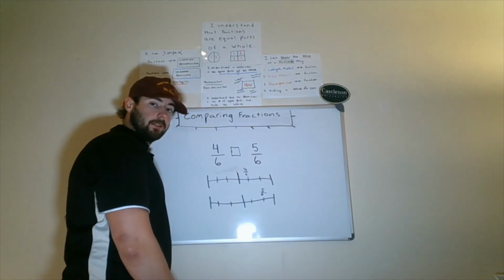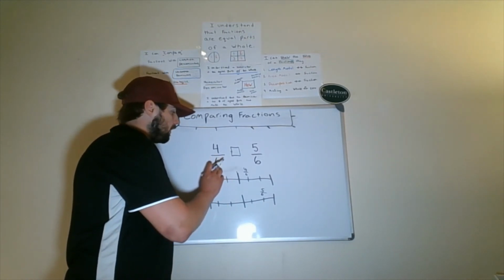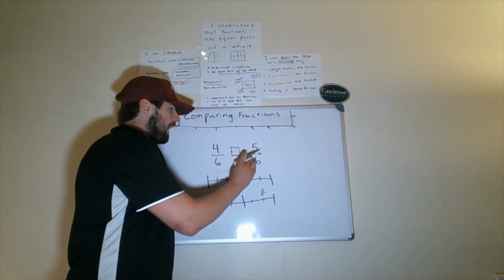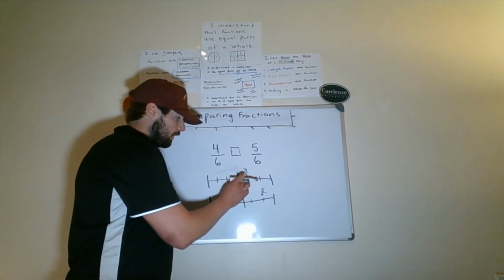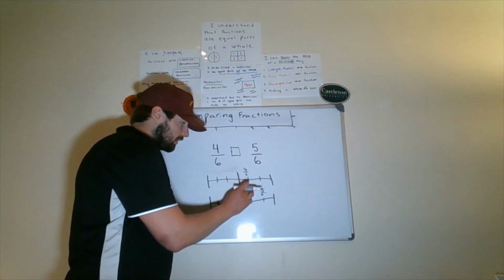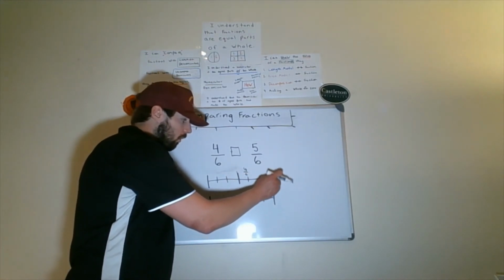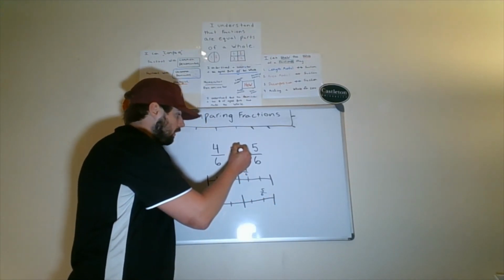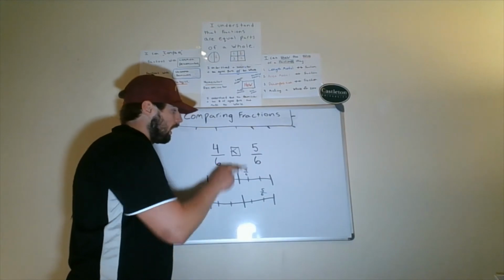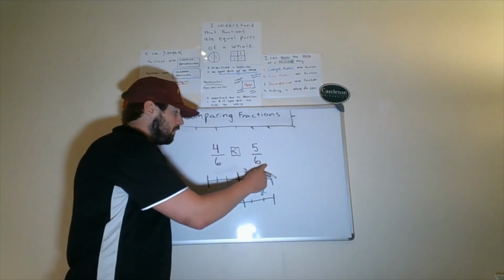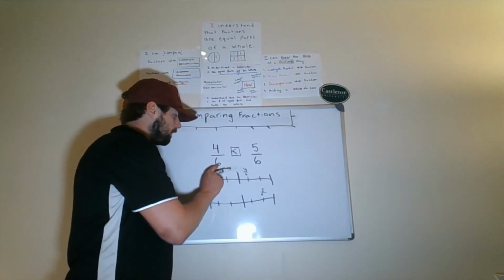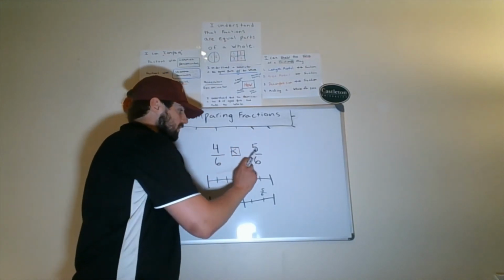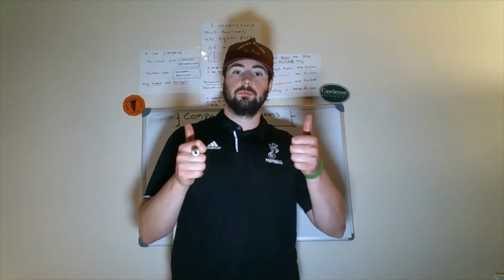Let's compare. Is 4/6 greater than or less than 5/6? Let's take a look. I don't know. 4/6 is not as close to a whole as 5/6 is. That means it is less than. Our alligator eats the bigger value. It's walking away from 4/6. 4/6 is less than 5/6. Moving on.